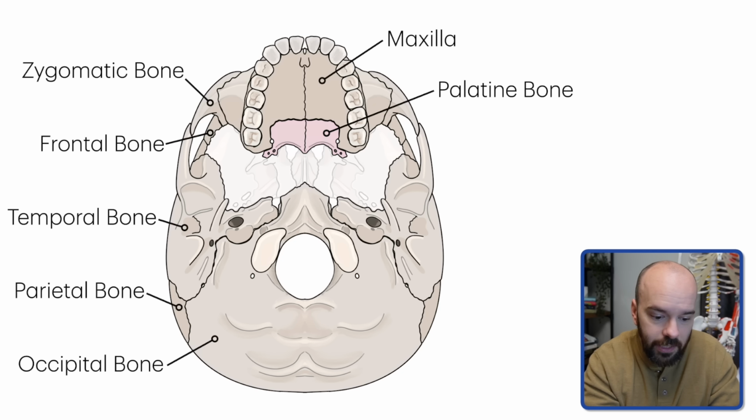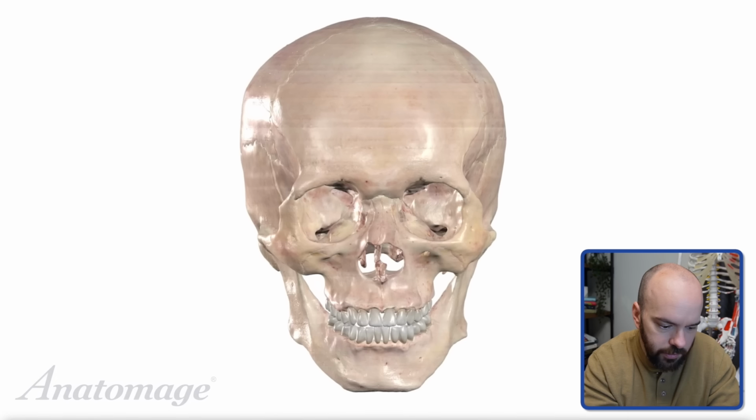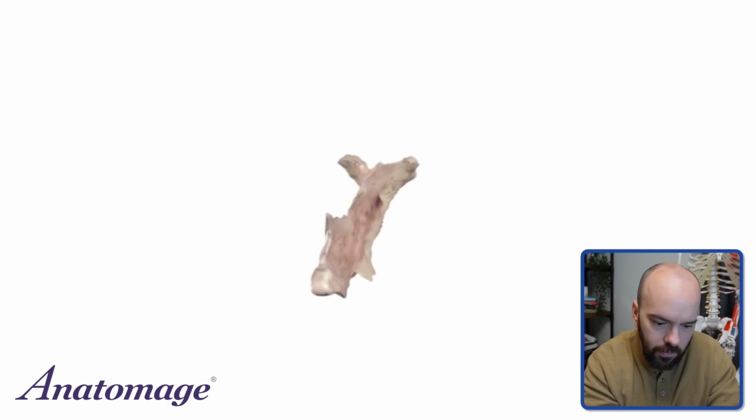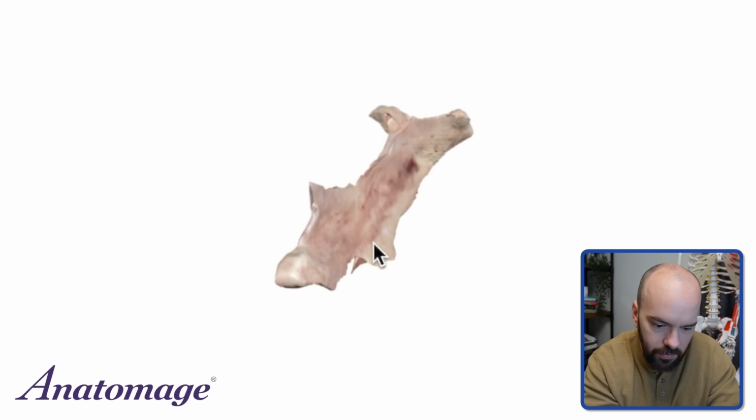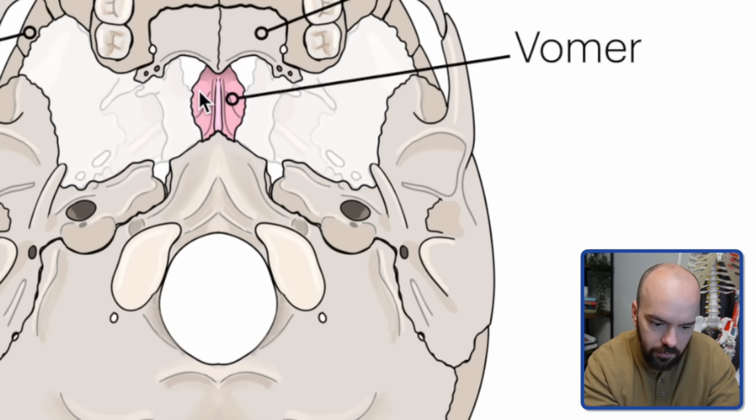All right, 2 more bones to label on here. We've got the vomer, which you can see right there. Again, we've got kind of the ridge of the vomer and then the 2 wings of the vomer. And I'll point those out just real quick here again. Those are the 2 wings on either side right there.